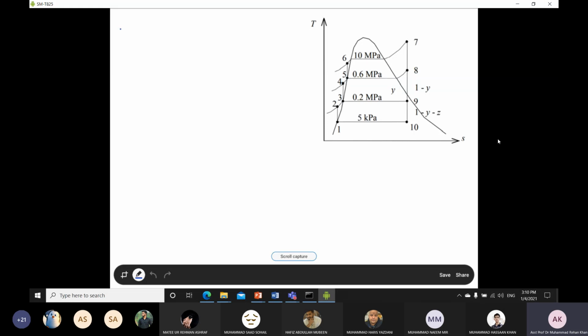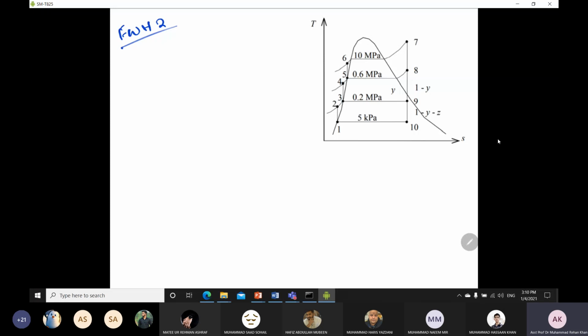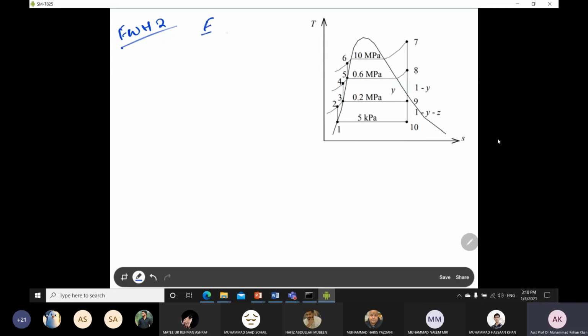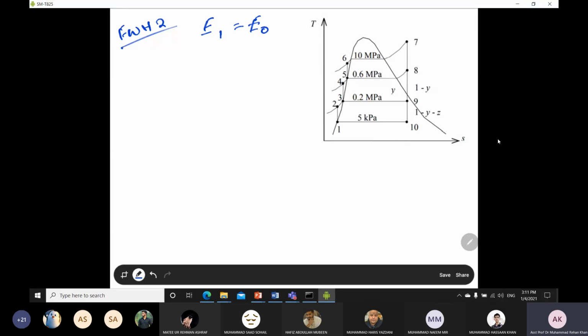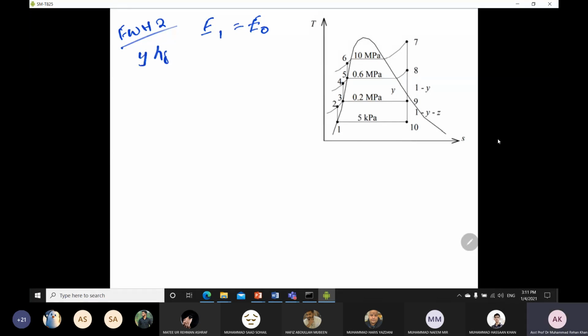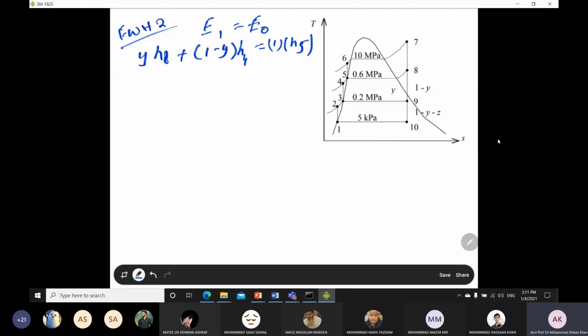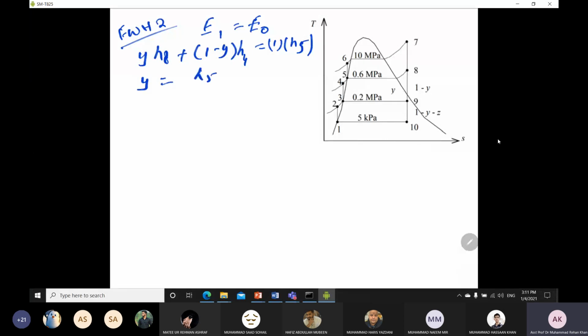Starting from feed water heater 2, if you can correlate with your diagram, which I already showed you in the previous slides, E in is equal to E out. So Y into H8 is going in, plus 1 minus Y into H4 is going in to your feed water heater 2, and 1 into H5 is going out. This is your energy balance equation for feed water heater 2. You have to go back and correlate with your diagram for your question, then you can easily understand how to get this equation. So Y is equal to H5 minus H4 over H8 minus H4.